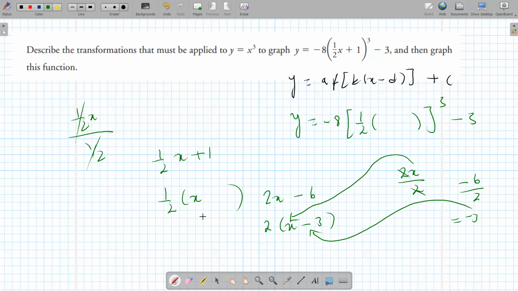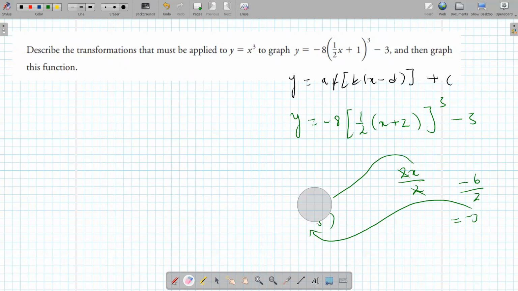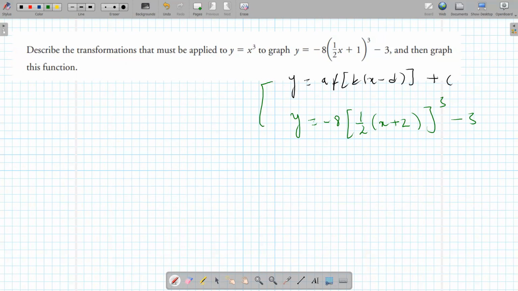What about the other one? If you pluck out 1 over 2 from 1, what are you left with? You're doing 1 divided by 1 over 2, so that'll be 2. 1 divided by 1 over 2 is 1 times 2 over 1, that's a 2. So x plus 2, there we go. Now it's in the right form. Now tell me what a, k, d, and c are. I'll just compare this one with this one.